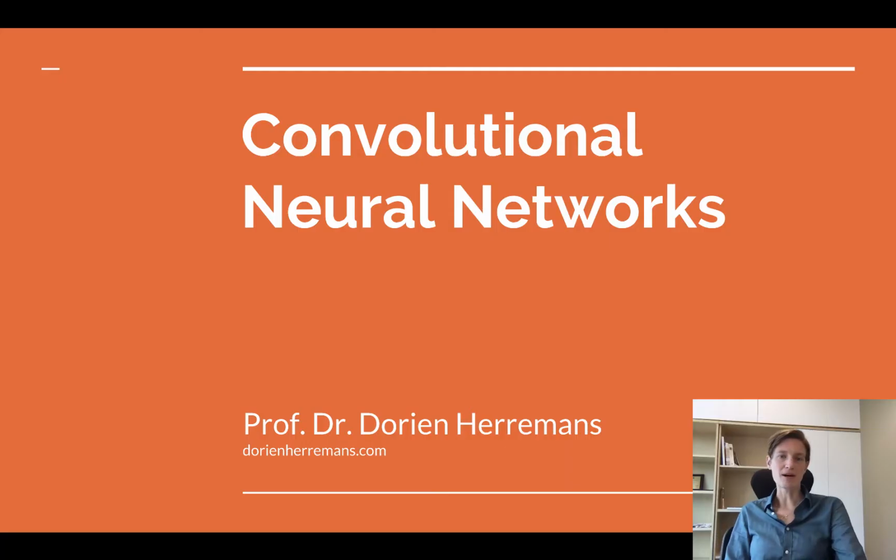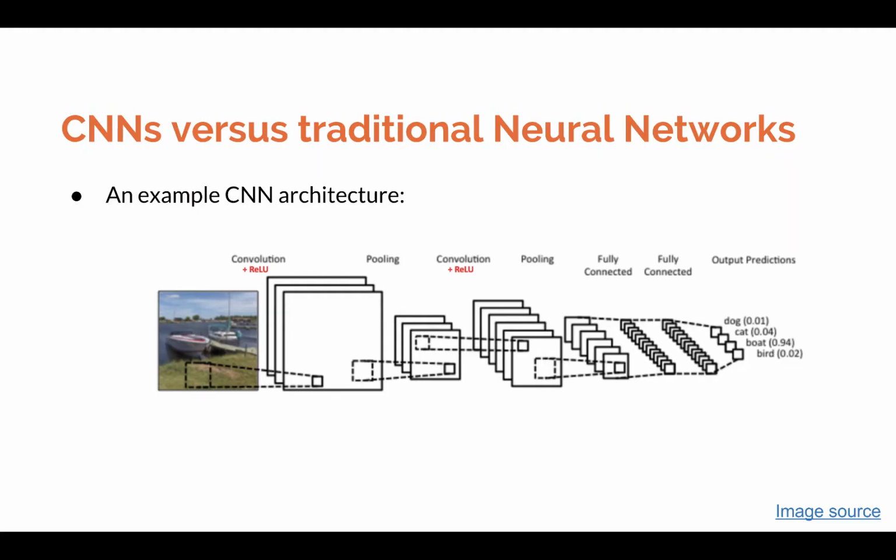Hello, I'm Dorien Herremans. In this video, I'll talk about convolutional neural networks, a category of neural networks that have proven extremely efficient in tasks such as image classification and image recognition. But what makes CNNs so successful, and how are they different from traditional neural networks?